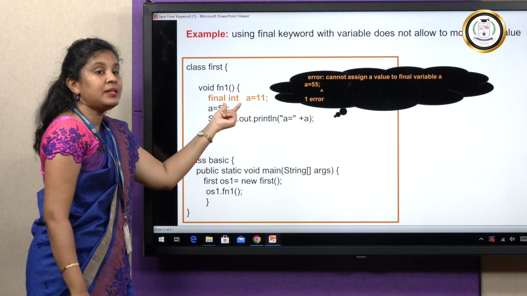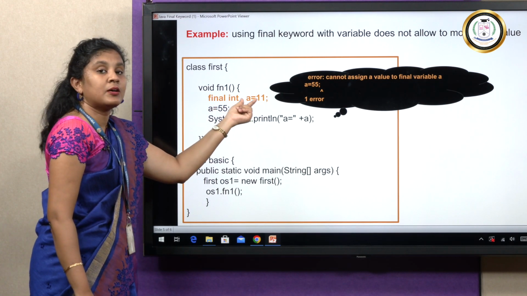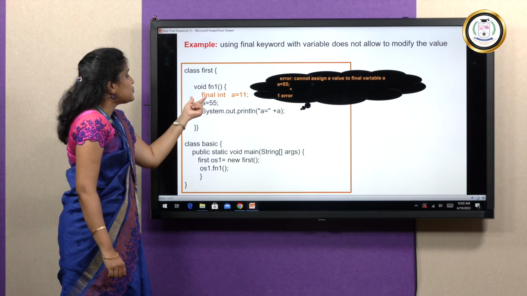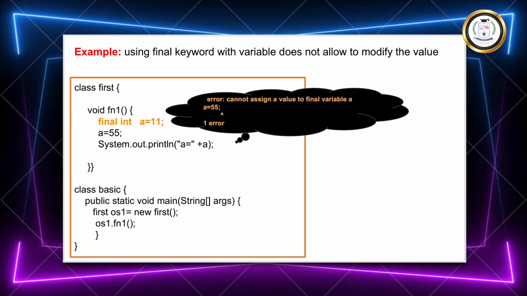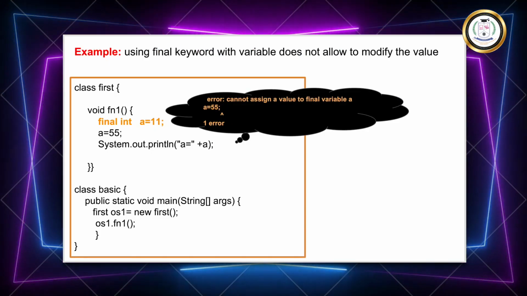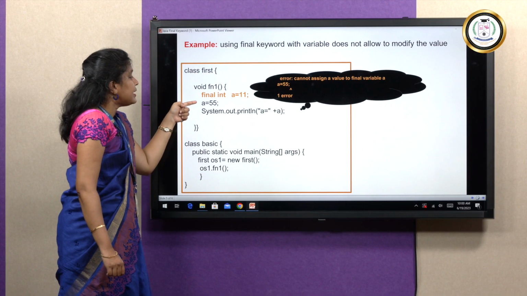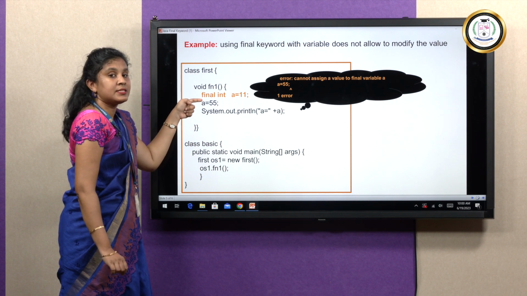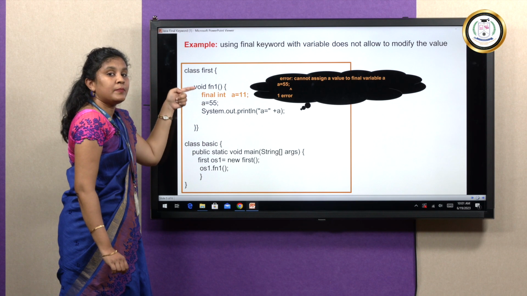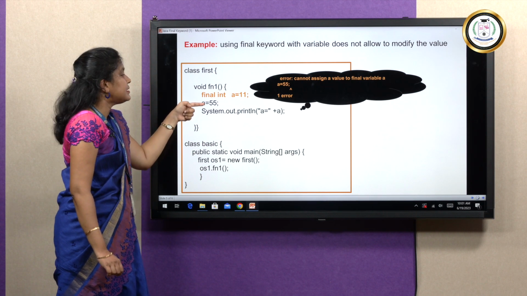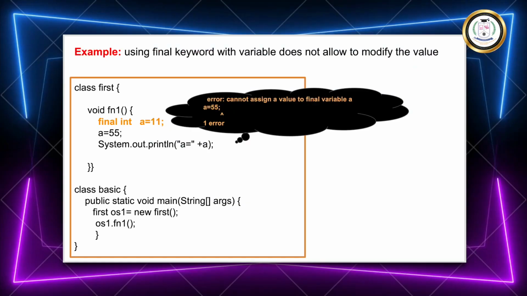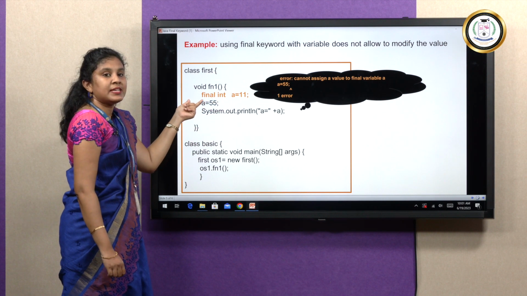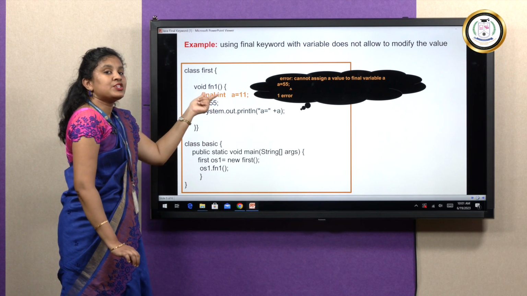Whenever I make a variable final, I have to mention a constant value for the variable which cannot be changed anywhere. In this program, in the next line, I am trying to make my A as 55. A is a final variable, which is said to be a constant. So whenever I try to change the variable to some other number, immediately it gives an output error: cannot assign a value to final variable. A variable mentioned as final is a constant variable which cannot be changed throughout your program.